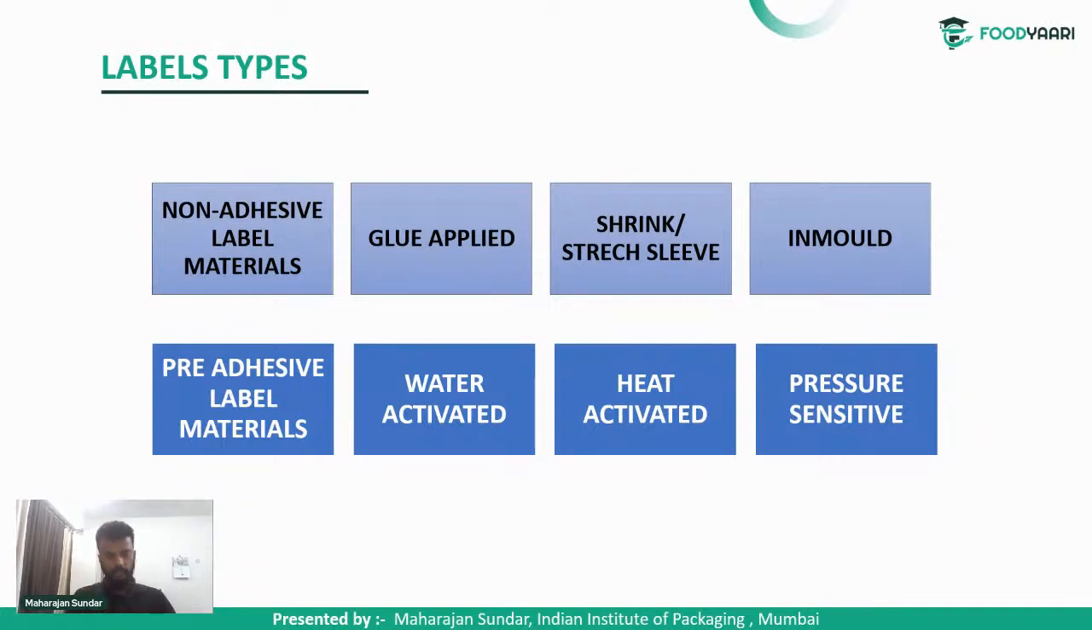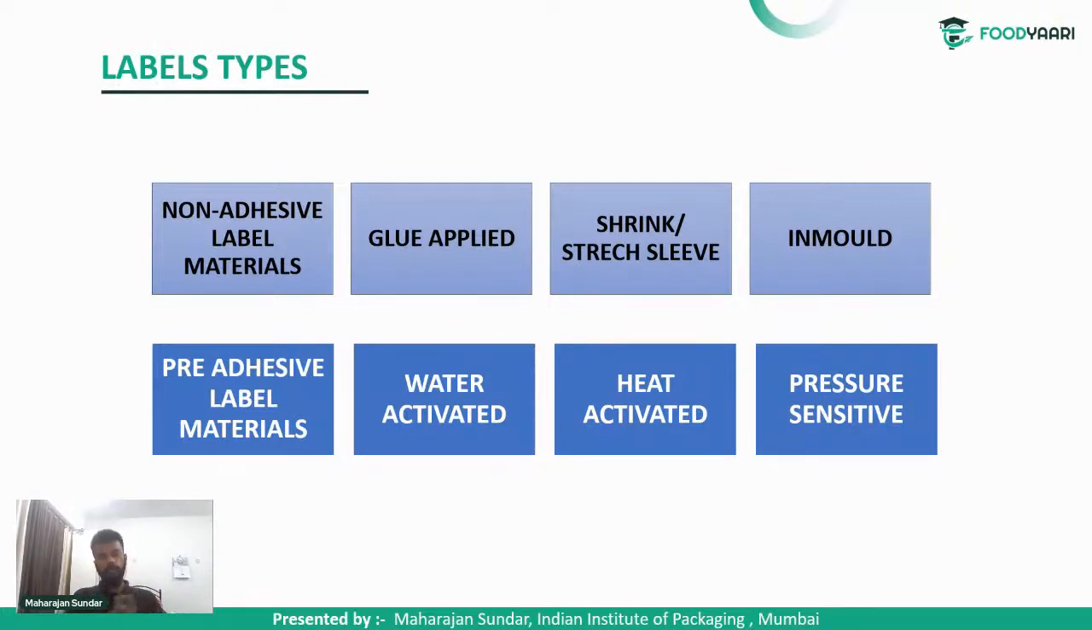Pre-adhesive labels are of three types: water activated, heat activated, and pressure sensitive. Water activated, do you remember, everybody might have used revenue stamps. A layer of adhesive material is applied. We just use a drop of water over it, or we just use our saliva, and stick it over the postcard. That is water activated. This kind of label is also used.